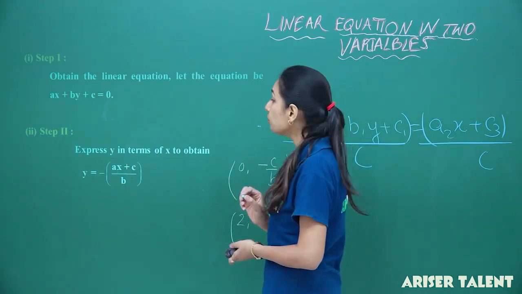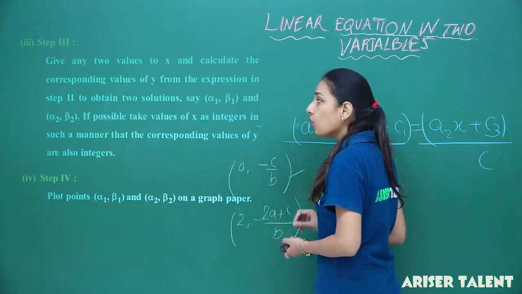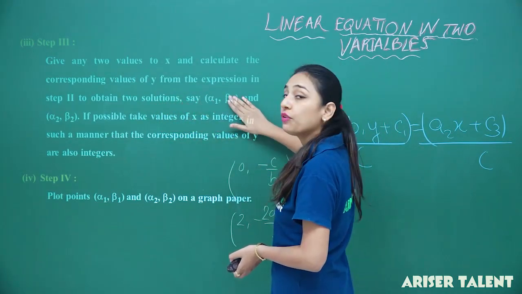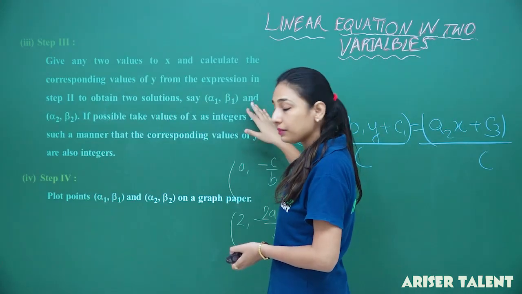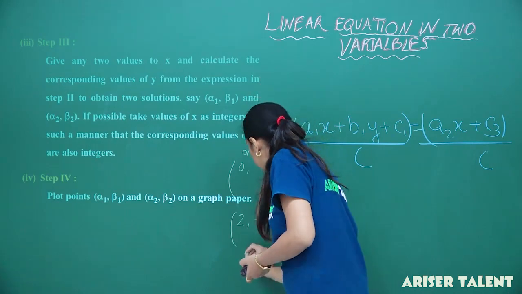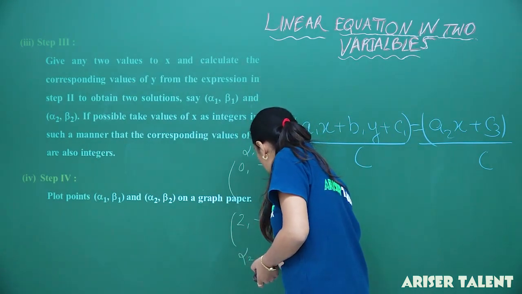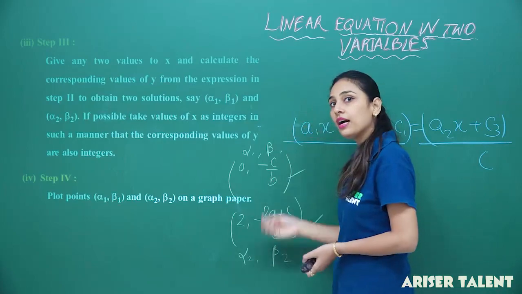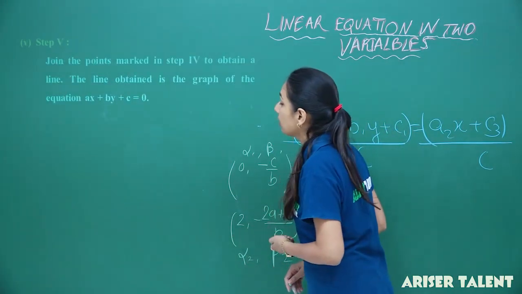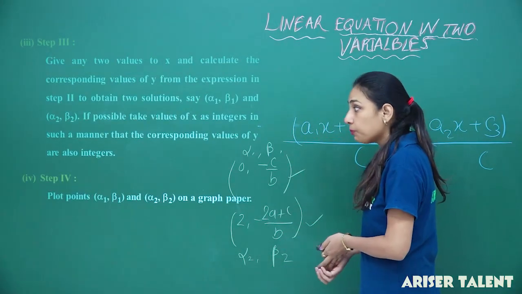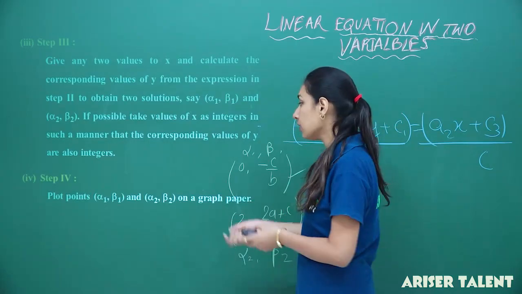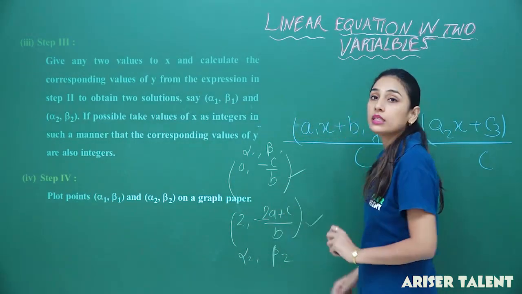Now we know how to plot these points on a graph. Okay, so what do we call it? Solution, say alpha 1 and beta 1. So this is alpha 1, this is beta 1, and this is alpha 2, and this is beta 2. Right. Alphas are the values of x and betas are the values of y. Right. Now, step 5th, plot points alpha 1, beta 1 and alpha 2, beta 2 on the graph paper.